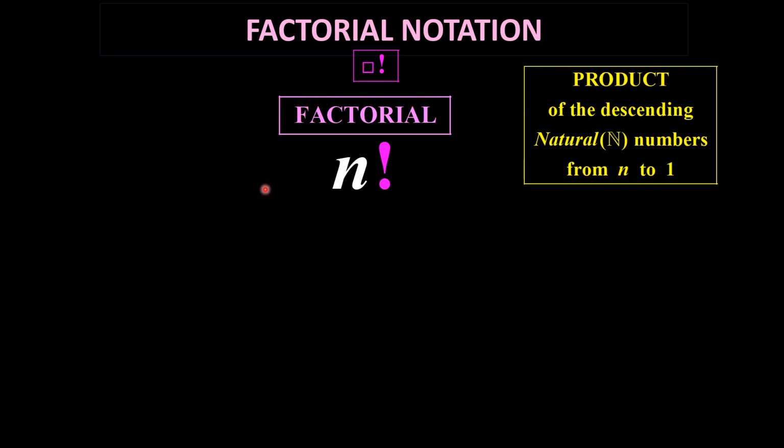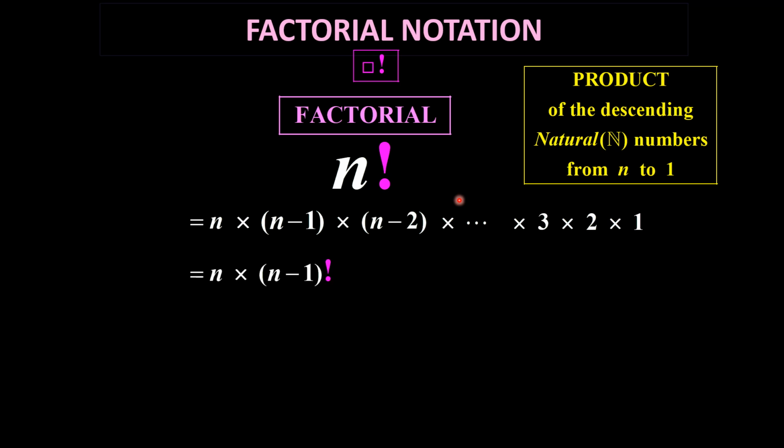Right? So if I have n, descending means it becomes 1 less, n minus 1, then n minus 2, and then n minus 3, etc. Then until we get 3 times 2 times 1, because it goes up to 1. Okay? We can also write that as n times n minus 1 factorial. There's the n, and this part here is actually n minus 1 factorial.